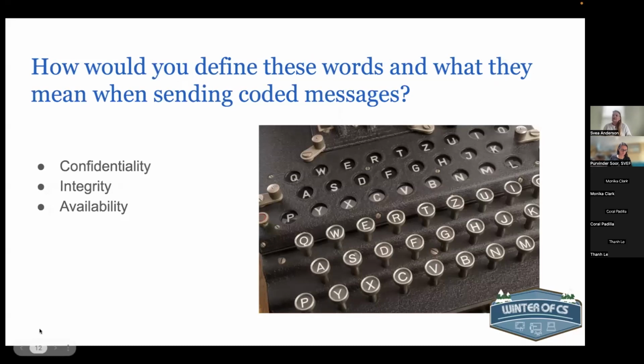So how would I then define, if we're thinking about the Enigma machine and we're basing it on math and algorithms and calculated rules, how would we then think about these three words when sending coded messages? So we want to find a connection between confidentiality, integrity, and availability. So you can either unmute yourselves or put it in the chat. How would you define these words and what they mean when sending coded messages?